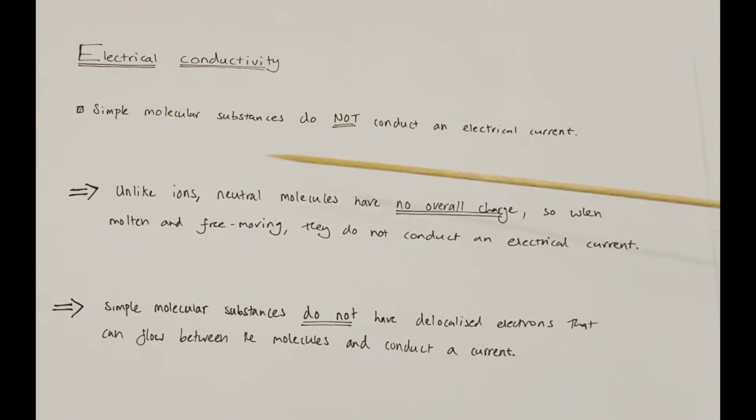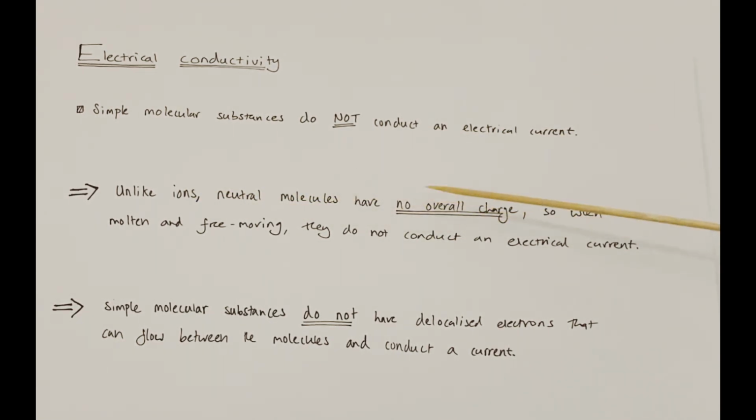So unlike ionic compounds, unlike ions, neutral molecules have no overall charge. So when you melt a molecular structure and make those molecules free moving, it does not conduct a current because there is no overall charge. There are no charged particles flowing or moving, and therefore they do not conduct electrical current. So first thing is there are no ions. Neutral molecules have no overall charge. When they flow, they do not conduct electrical current.